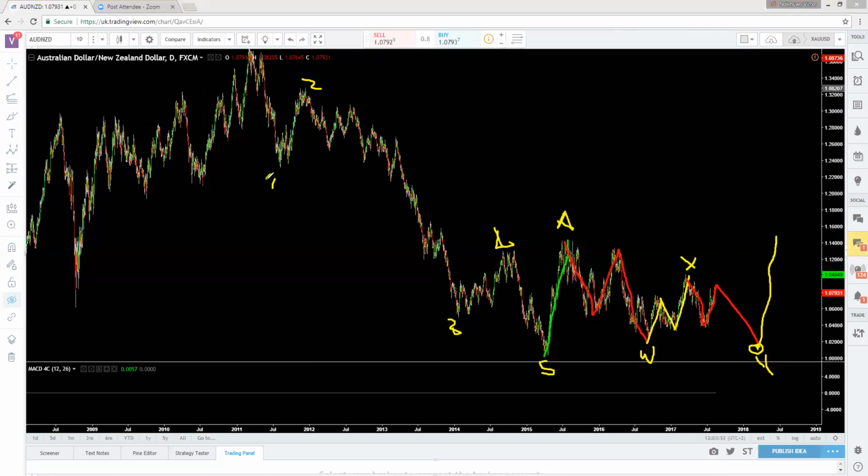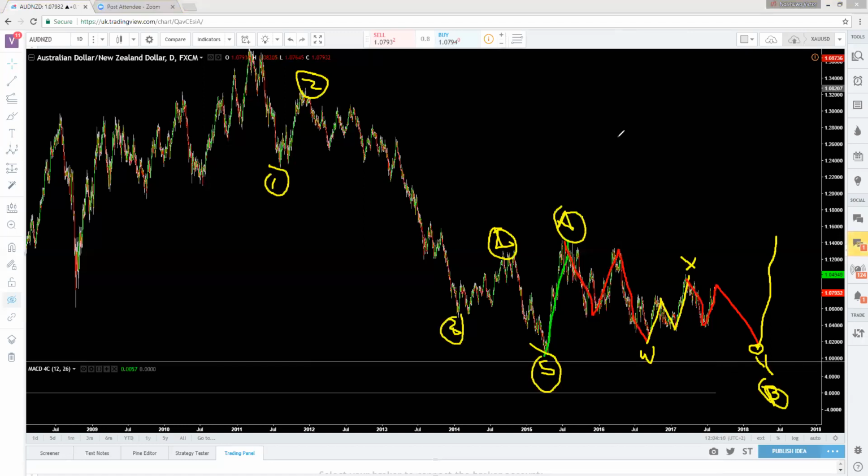Okay, let me just do this here. This is the primary that I'm looking at. 1, 2, 3, 4, 5, A, and then a B. And this B is in the same degree as the A, right?